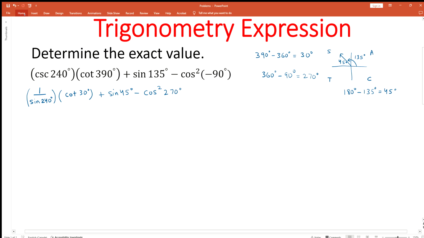This is another concept we need to understand to convert a negative angle into a positive angle. We are done with this step. Now we can simplify the terms further. We have to simplify sine 240 degrees. 240 degrees lies in quadrant 3.